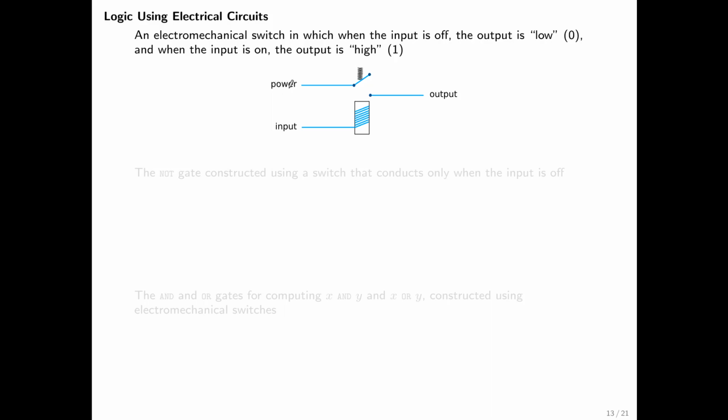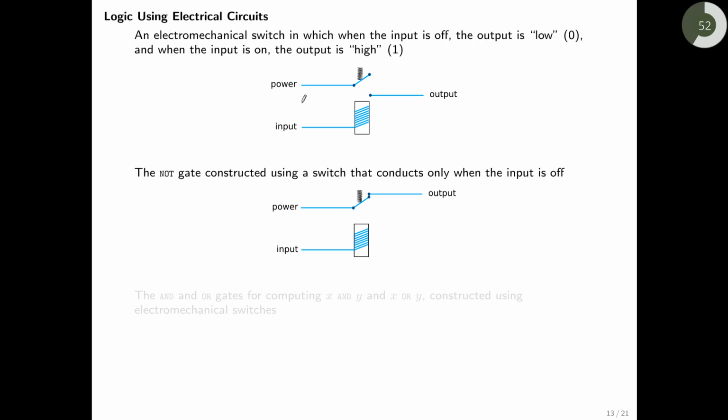Now, there is always some power applied here, and you receive output only when the input is high, meaning there is some input here. Because when you apply some input, this switch is going to close, and this input is going to appear here at the output. So when input is high, output is high, and when input is low, or there is no input, there is no output.